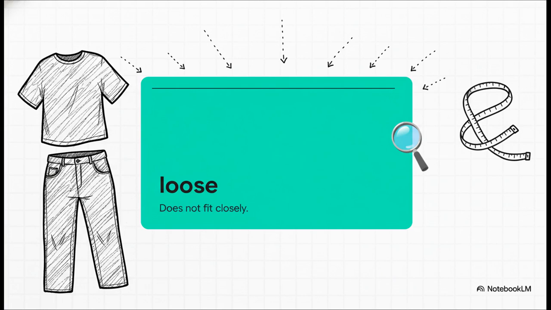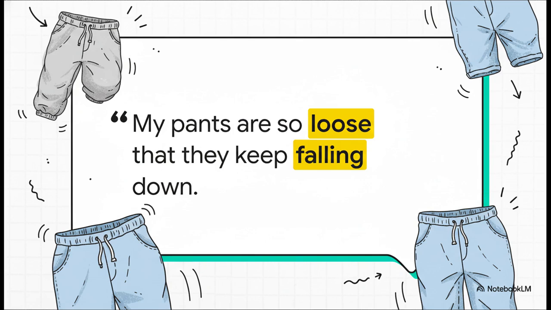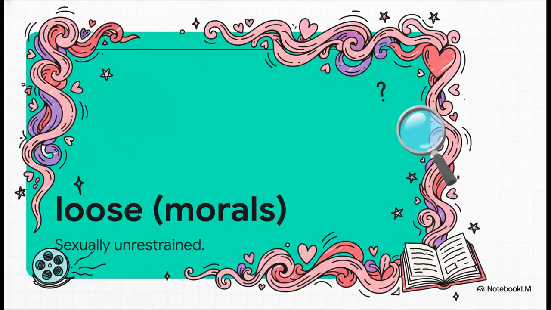Okay, meaning number two. This one is all about how things fit. If something is loose, it just means it's not tight or snug. Think baggy, roomy, oversized. We use this all the time, especially when we're talking about clothes. Yep, another classic example. My pants are loose, they're not clinging to my body, they're not tight, they're loose.